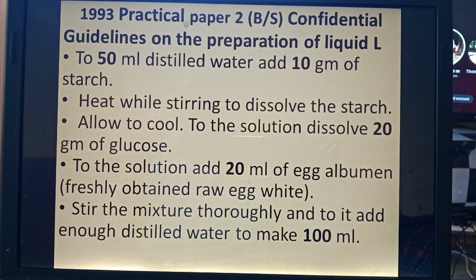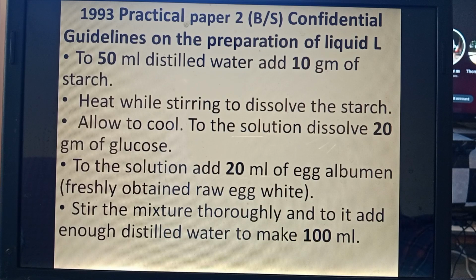Guidelines for the preparation of liquid L. You are going to add 50 mils of distilled water and there you add 10 grams of starch. Or in other words, I'm saying to 50 mils of distilled water, add 10 grams of starch. Heat while stirring to dissolve the starch. Allow to cool.